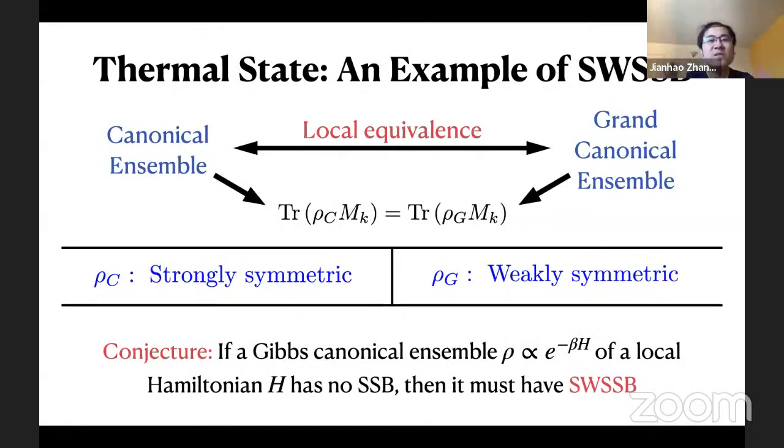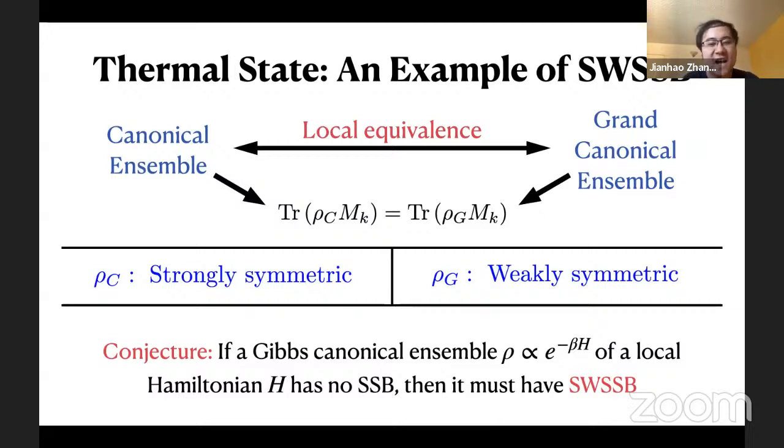Okay, for a very long time, almost a decade, we believed that the canonical ensemble and the grand canonical ensemble are locally equivalent, in the sense that for every single local observable, we can test the expectation value in either ensemble and it will give the same answer. But from the symmetry perspective, there is a very subtle difference between these two ensembles. For the canonical ensemble, the corresponding density matrix is strongly symmetric, in the sense that particle number exchange between the system and environment is not allowed. But for the grand canonical ensemble, particle number exchange between the system and the environment is allowed, so the corresponding density matrix is only weakly symmetric.